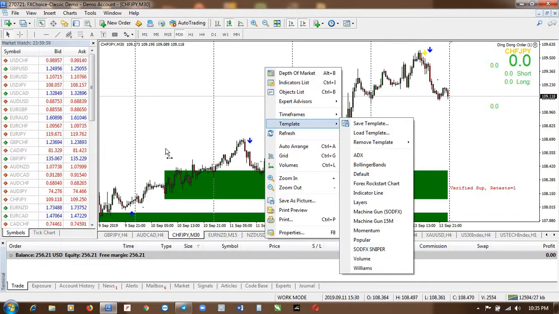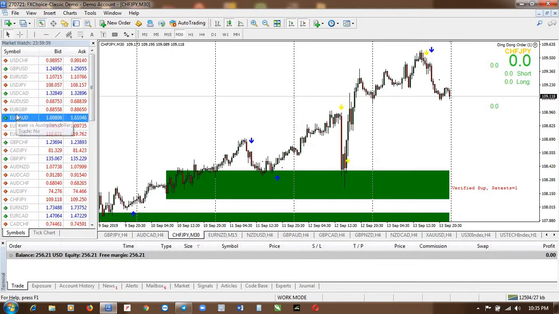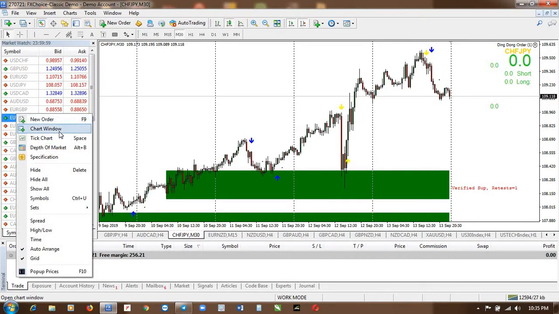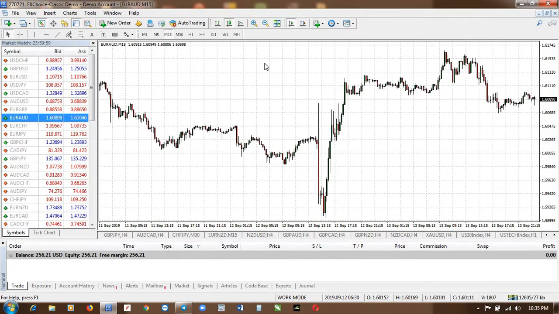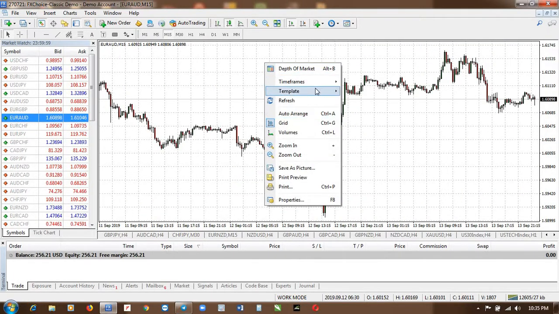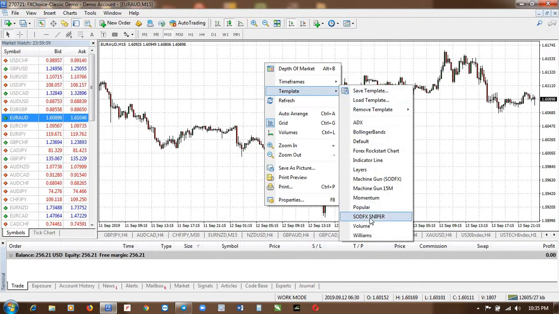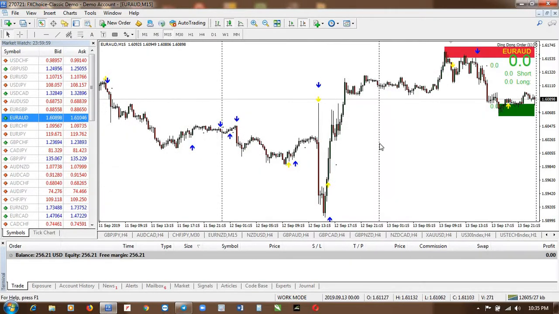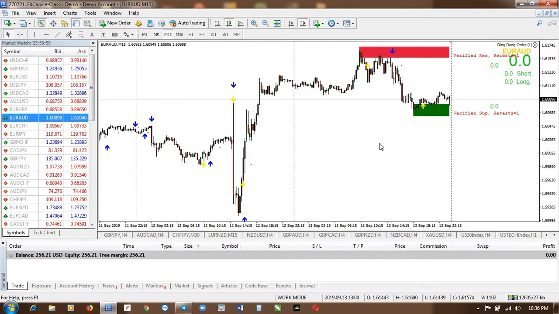So when you open any pair, you click on the chart window, then you right click, then you go to the template and click on the Sodfx sniper. Then the software will overwrite the chart. Are you getting me? So that's how you have your software after the installation of everything.